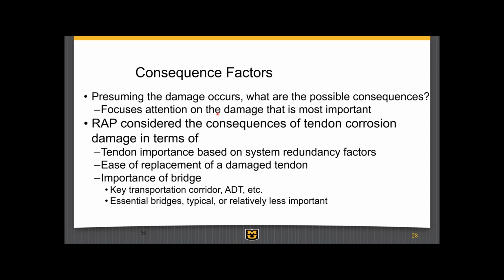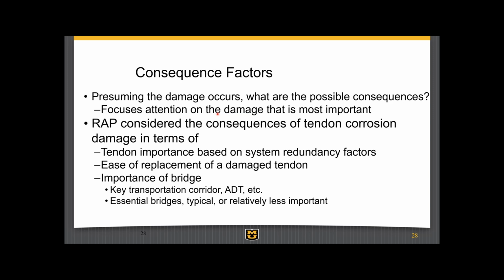And then there's the consequence factors. It's sort of the other part of that model. If the damage was to occur, what are the possible consequences? And you want to use that type of scenario to try to focus on the damage that's most important. In this case, we're doing corrosion damage in tendons, so we sort of know what the damage is that's most important, but whatever its consequences.